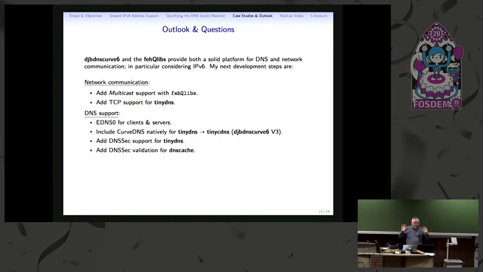Time is over. I'm sorry about that. So the outlook essentially here is what I would like to do, which is to add multicast support to my stuff here, add TCP support to the Tiny DNS server, and all the other projects are in the future essentially. So that's it for my point.